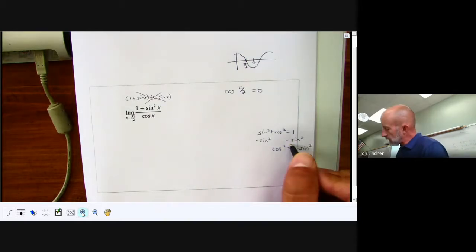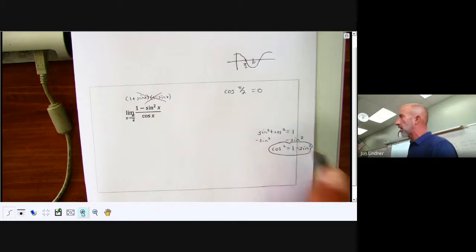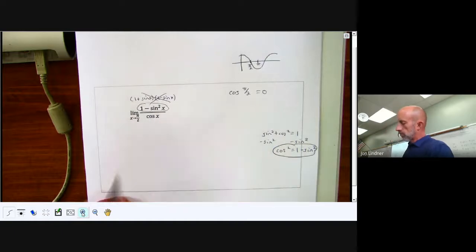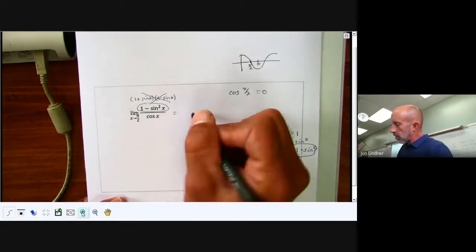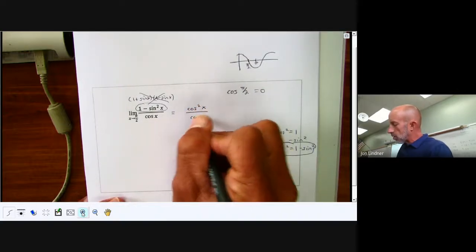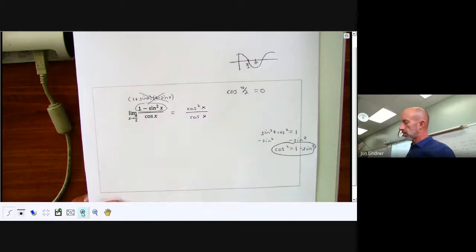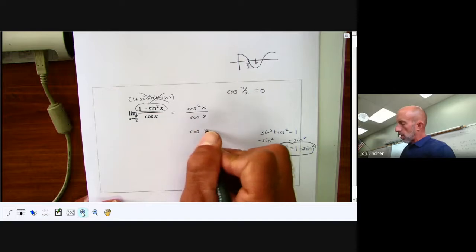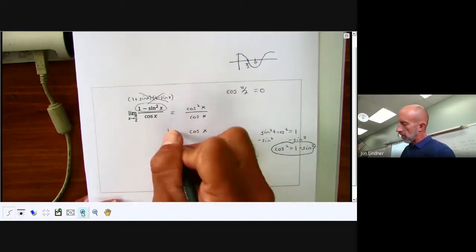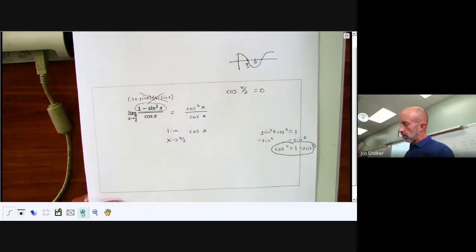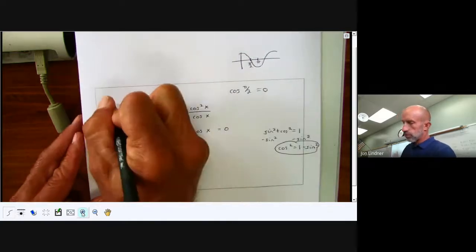Because now that I know this truth statement, I told you last year that identities were truth statements. I can now replace this because of identities. I can now rewrite this as cosine squared x over cosine of x. And now it simplifies very nicely to just the cosine of x. And now I can evaluate my limit as x approaches pi halves. And I think we can see that's going to be 0. All right, so that was example 2.